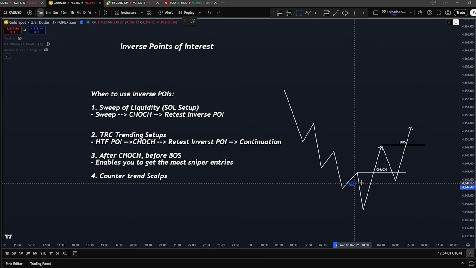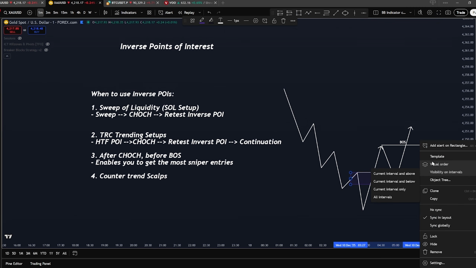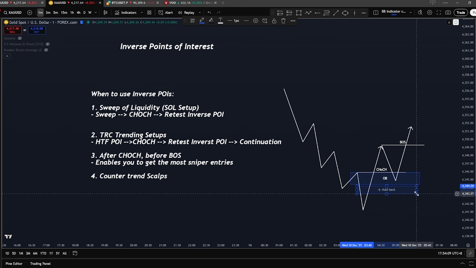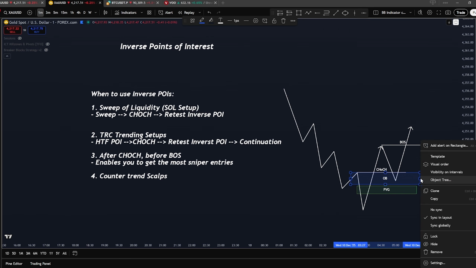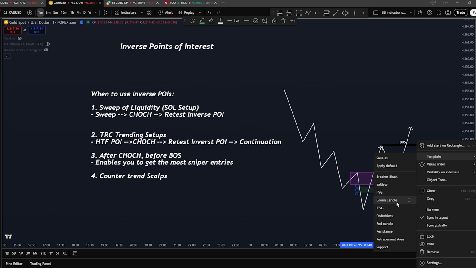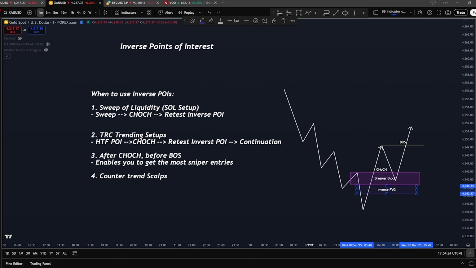Using failures of bearish points of interest, like your order block and your bearish fair value gap. All these areas, once you have the change of character, activate the failed zones and flip them into a buy zone, like your breaker block and your inverse bullish fair value gap. And of course, last but not least, you can always use it for counter trend scalps if you're looking to scalp against the market on the lower time frame. Same exact concept applies.